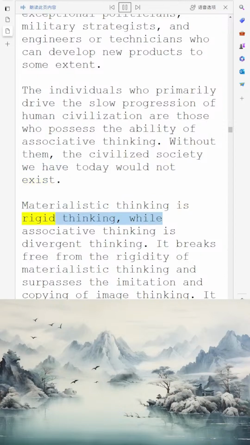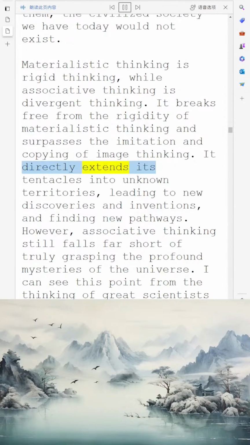Materialistic thinking is rigid thinking, while associative thinking is divergent thinking. It breaks free from the rigidity of materialistic thinking and surpasses the imitation and copying of image thinking. It directly extends its tentacles into unknown territories, leading to new discoveries and inventions and finding new pathways. However, associative thinking still falls far short of truly grasping the profound mysteries of the universe.